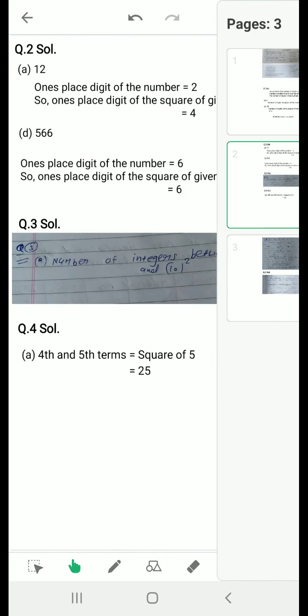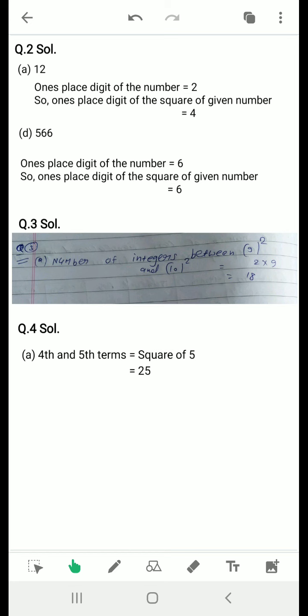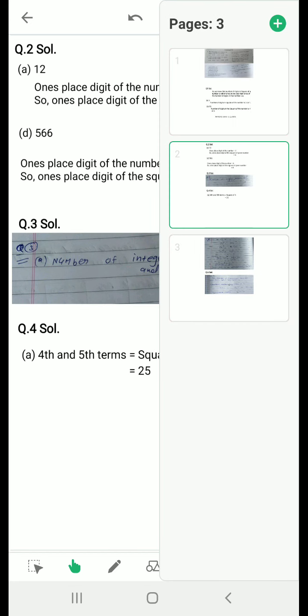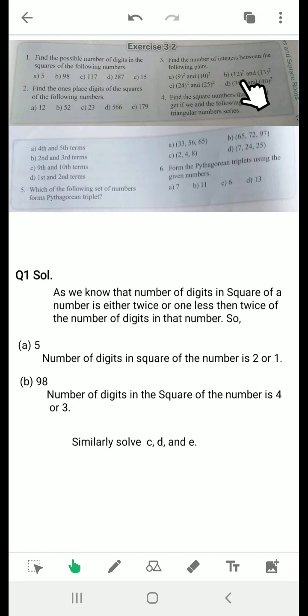That will be 18. Okay. So that is simple. Similarly, you can solve others also. If you need to find the number of integers between 12 square and 13 square, that will be equal to 2 multiplied by 12, which is 24. And this one, 2 multiplied by 24, that will be 48. Then 2 multiplied by 39, that is 78. Like that you can solve.